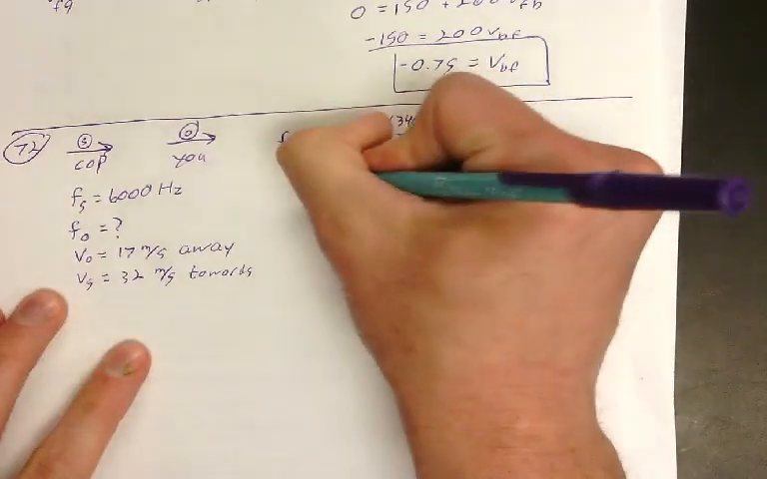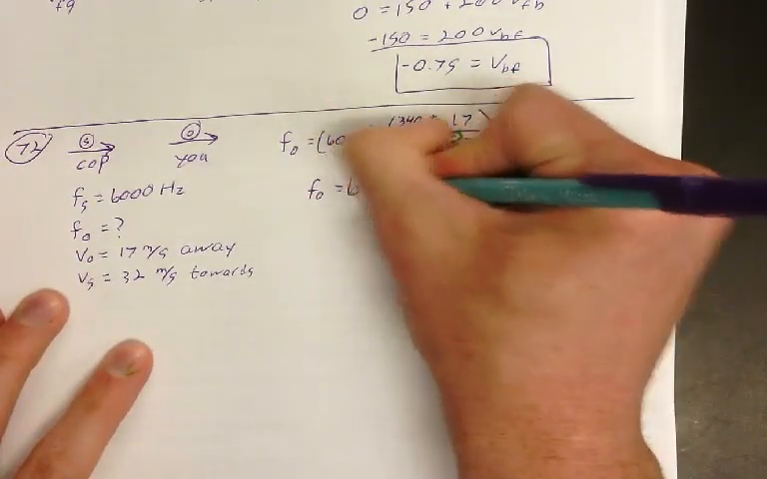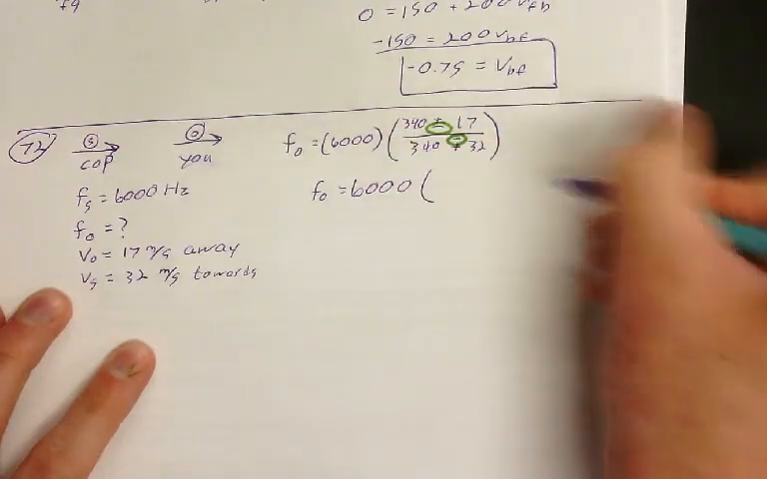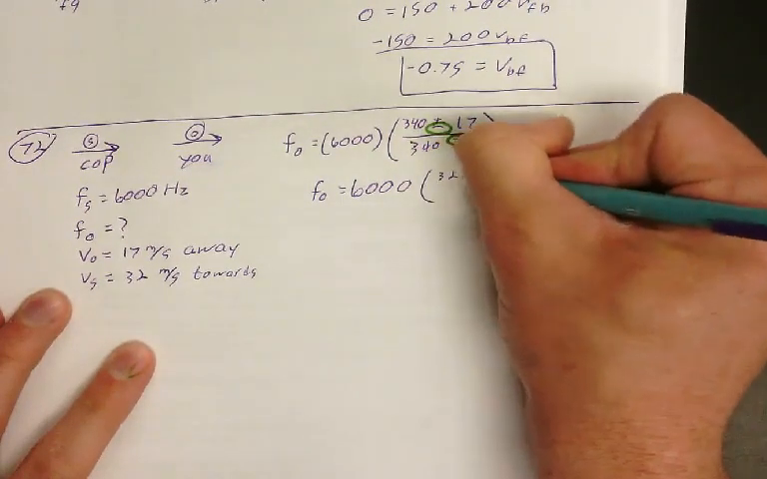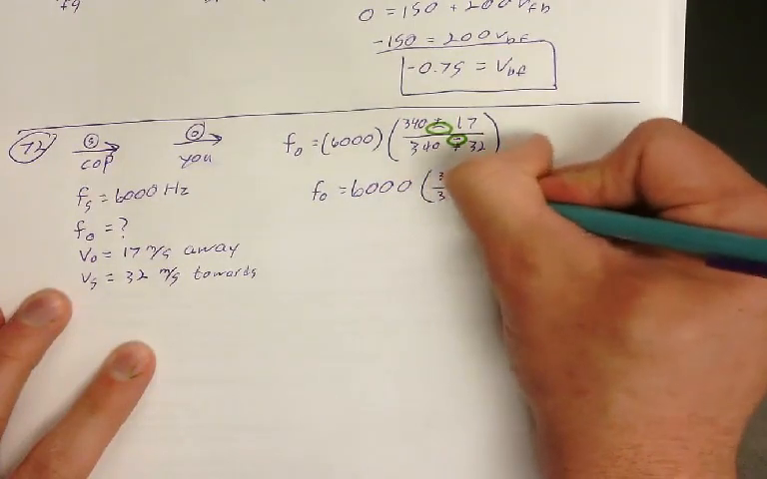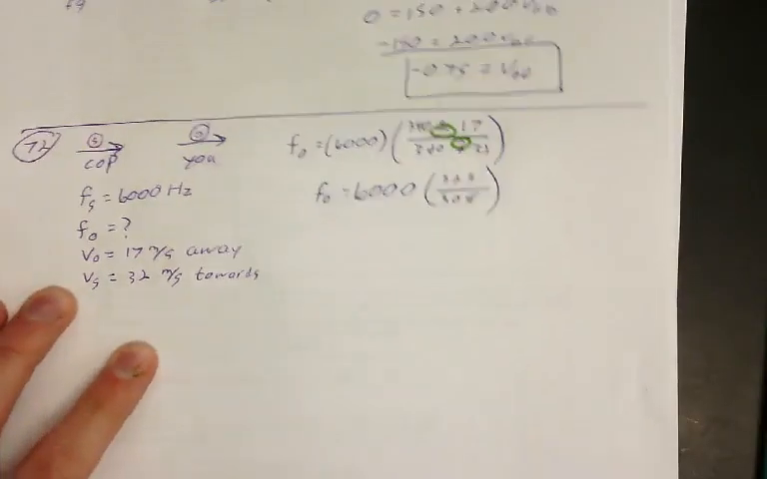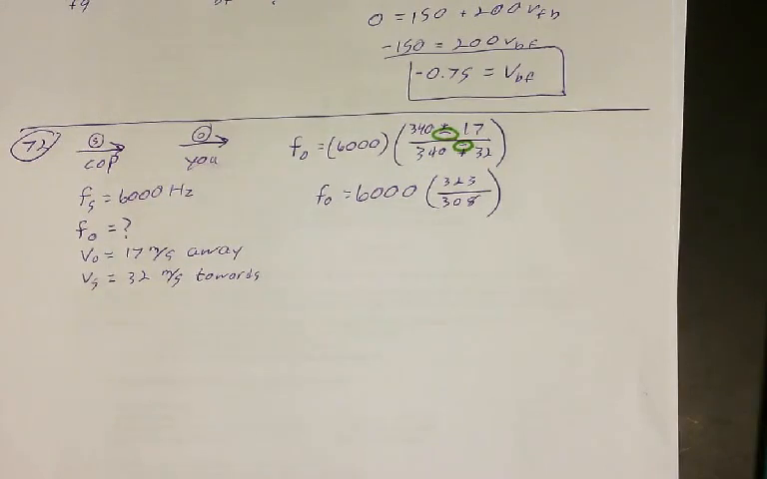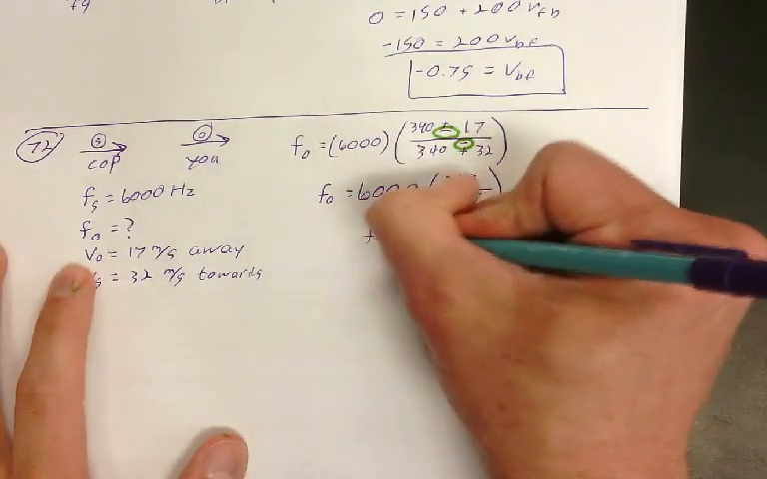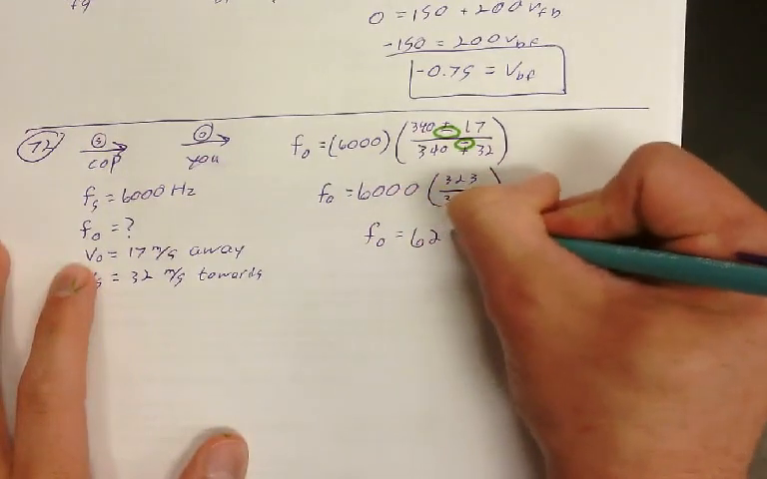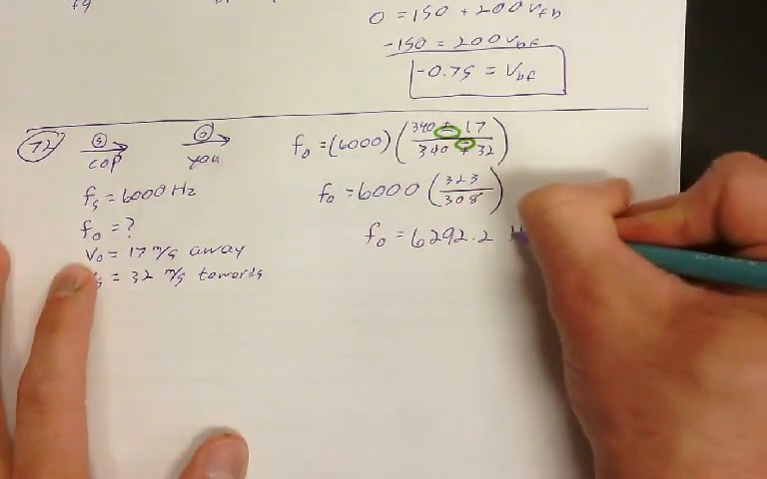So we end up with this. FO equals 6,000 times, so 340 minus 17 is 323, and 340 minus 32 is 308. So 323 divided by 308 is 1.0487. Multiply that by 6,000, and we get the observed frequency to be 6,292.2 hertz.